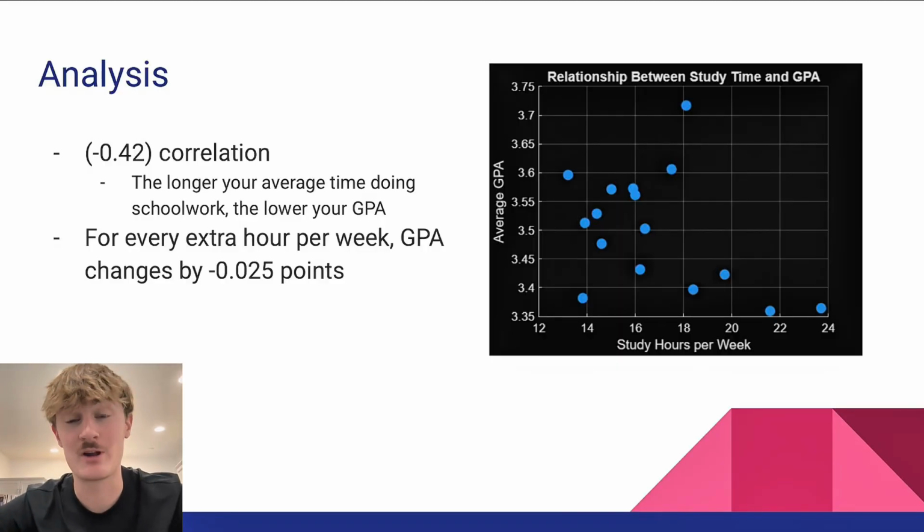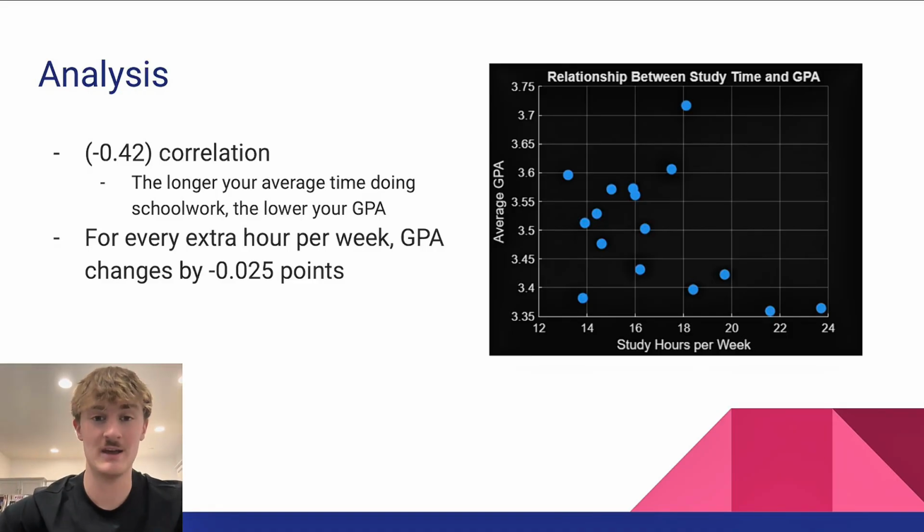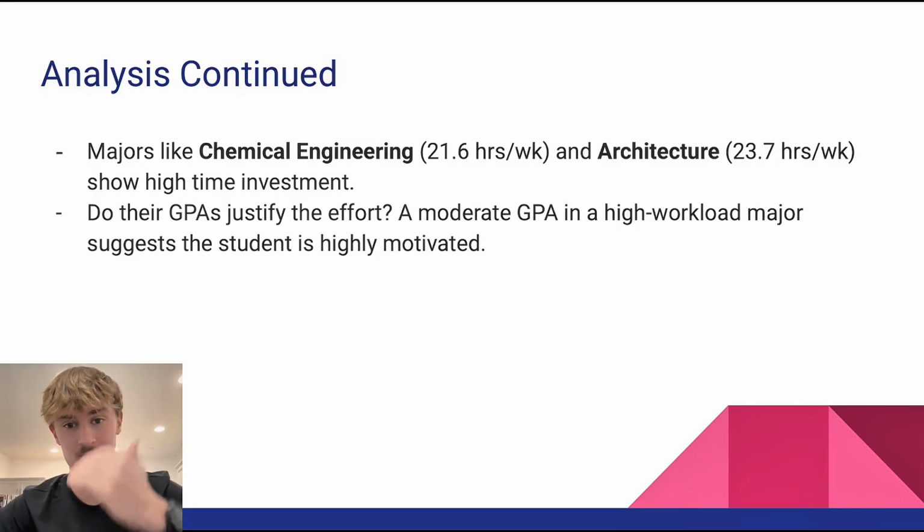Thanks, Michael. So our correlation for the project actually ended up being the same as our previous report, but it was a negative 0.42 correlation, which meant that for every hour per week, our GPA actually went down 0.025 points. So you can see on the graph right here that the higher up you are on hours per week, the lower your GPA will end up being. And then majors like chemical engineering and architecture show a high time investment, but as you saw in that last graph, with the higher time investment, they have a lower GPA.